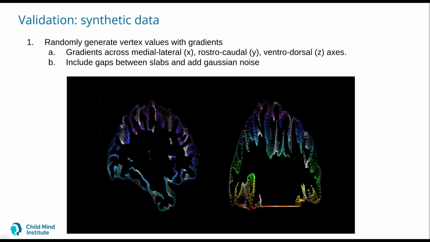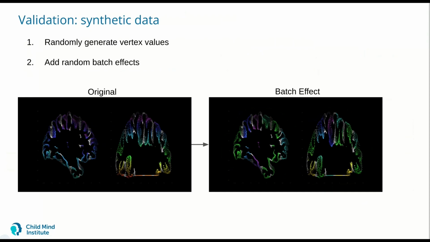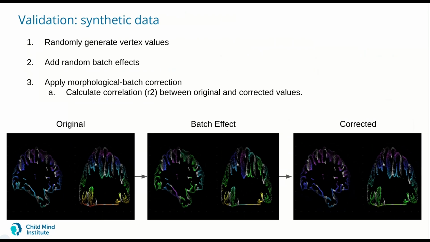We generate 1,000 of these different synthetic data examples. For each of these, we introduce random batch effects. And then, this is loading very slowly. And then we apply the morphology-based batch correction algorithm to each and every one of them, and measure the correlation between the original values and the corrected values.